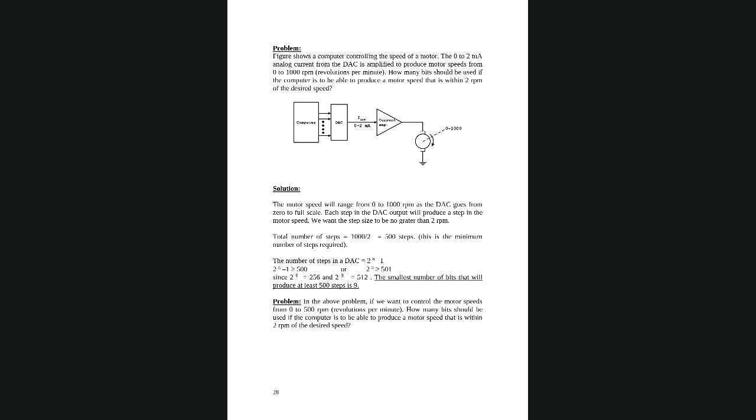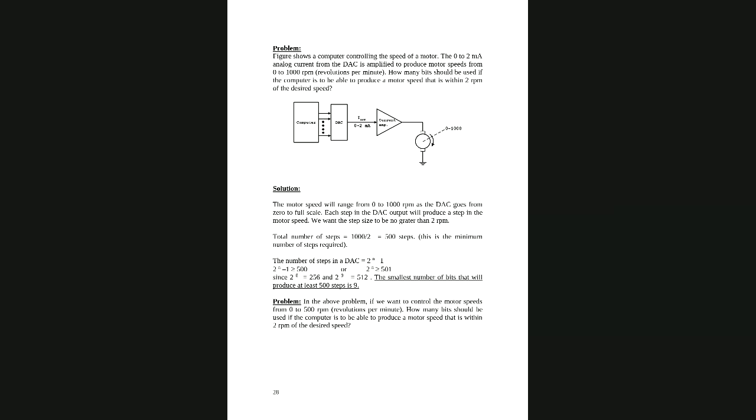On the second problem down on the same page: in the above problem, if we want to control the motor speed from 0 to 500 RPM, okay, so now if we have 0 to 500 RPM, yes, 9 bit is the answer. Okay. Now it is telling you that instead of 0 to 1000 RPM, we have 0 to 500 RPM, right?